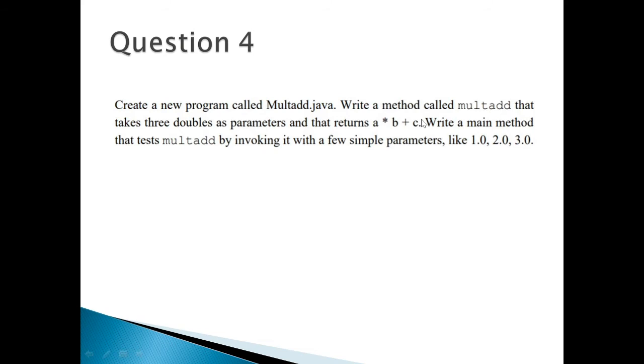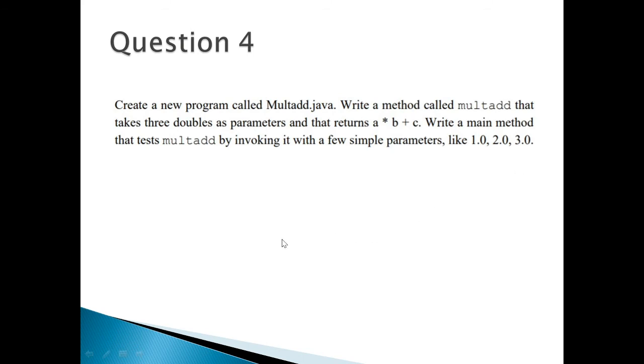And then continue. Write a main method that tests multadd by invoking it with a few simple parameters like 1.0, 2.0, 3.0. I simplified it for you. Create the main method, then call your method inside your main method by giving the argument values as 1.0, 2.0, and 3.0.